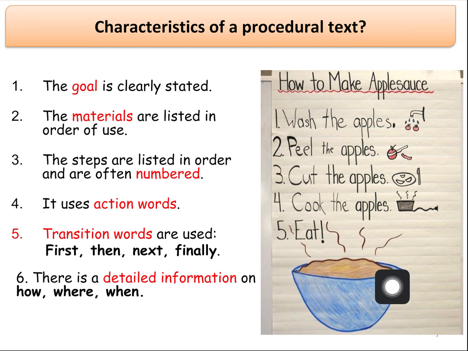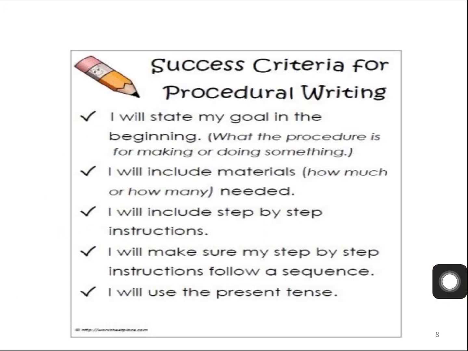This one is a simple example. We will take a look at another one. Our success criteria for procedural writing. Here's our checklist. What do we need to check when we are doing procedural writing?